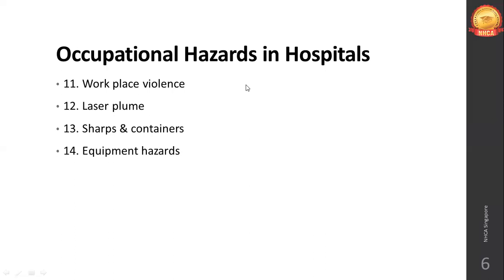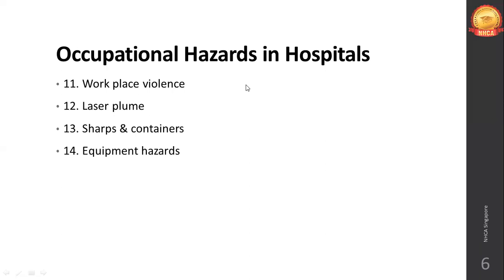Equipment hazards, as I mentioned, if preventive maintenance or breakdown maintenance is not done properly for the equipments, it can turn hazardous. It can give some sort of electric current shock to the users. And sometimes the equipments may fail, and it is not able to save the life of the patients in critical condition. So that is also another form of equipment hazard.